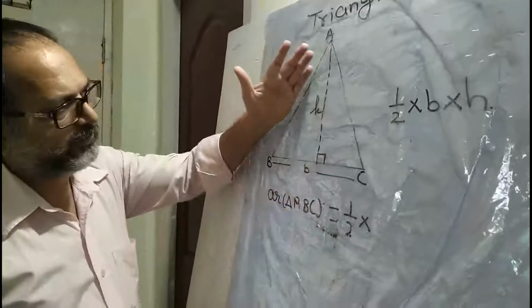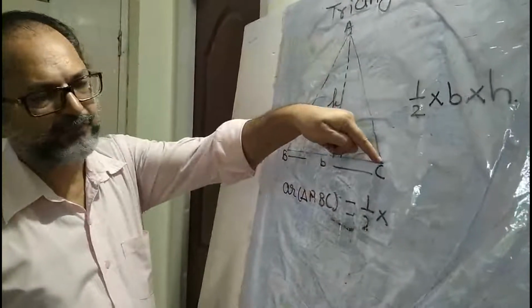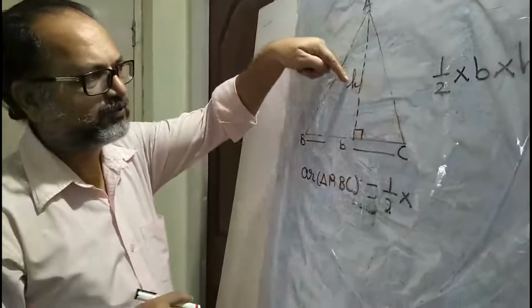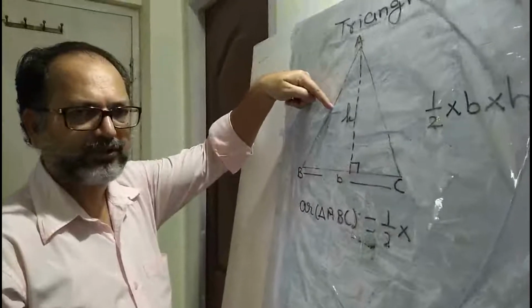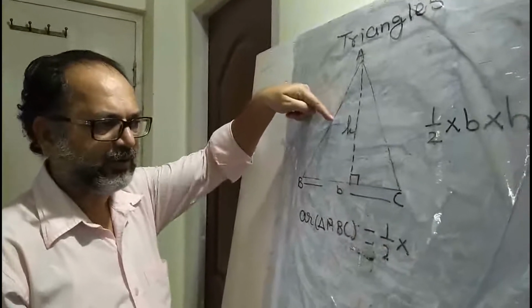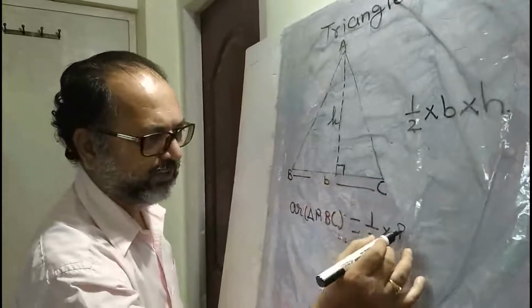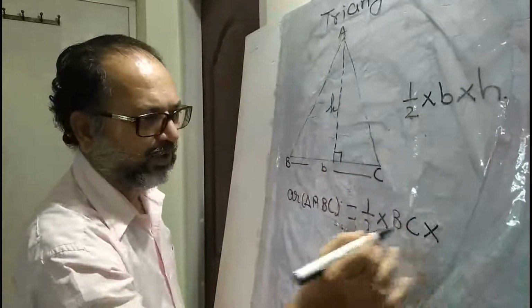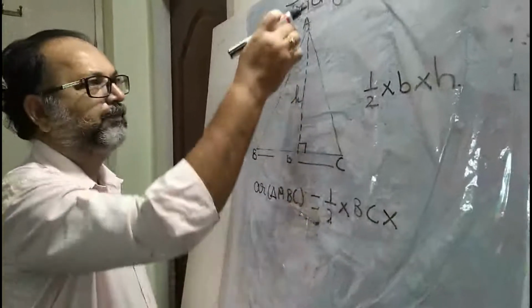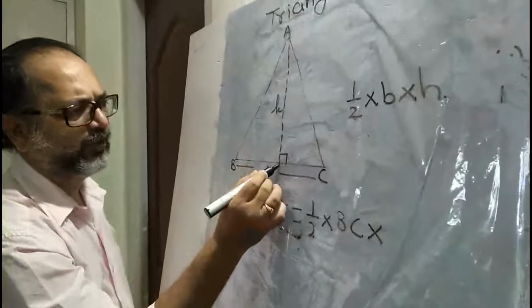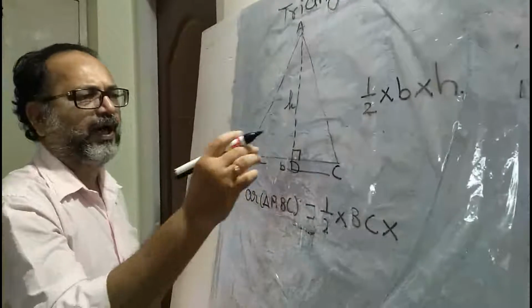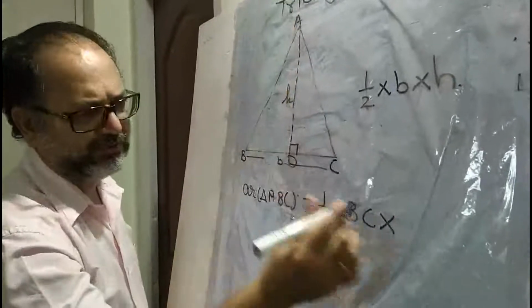I could have taken this as the base, then the perpendicular from vertex C to this side would be the height. So in this case now, if I take BC as the base, then area of this triangle would be half BC multiplied by height. Let me say this point is D. Then half BC multiplied by AD.